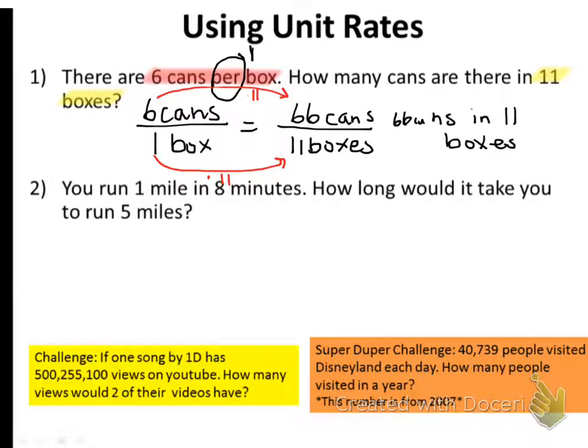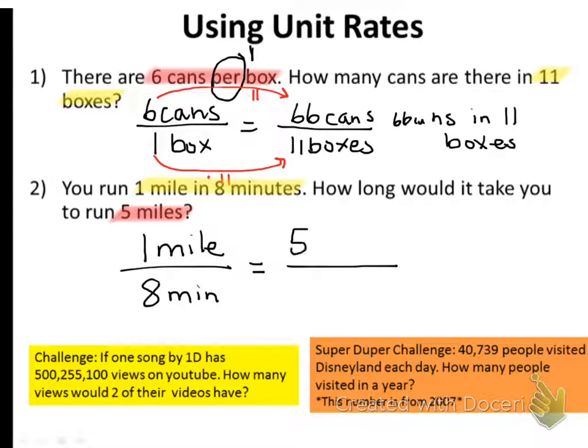Okay, let's do one more example together. It says you run 1 mile in 8 minutes. How long would it take you to run 5 miles? Okay, again, we're going to set up our rates. So that's 1 mile in 8 minutes. And that has to be equal to 5 miles.